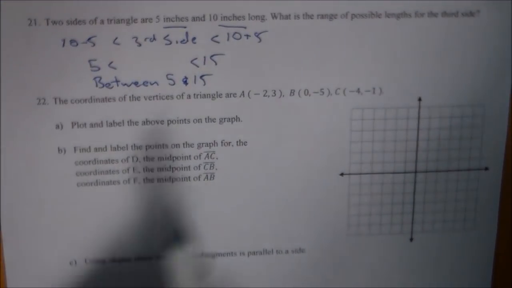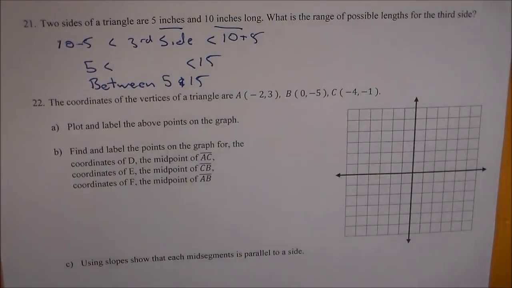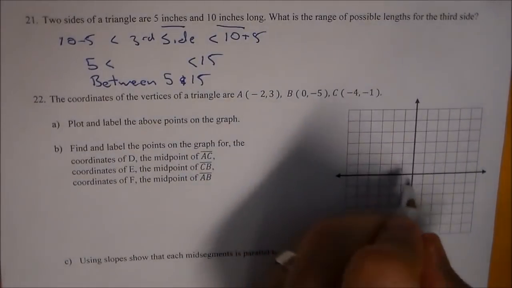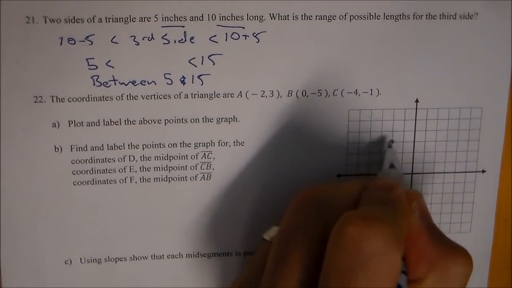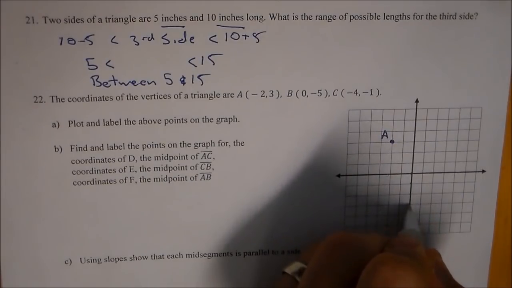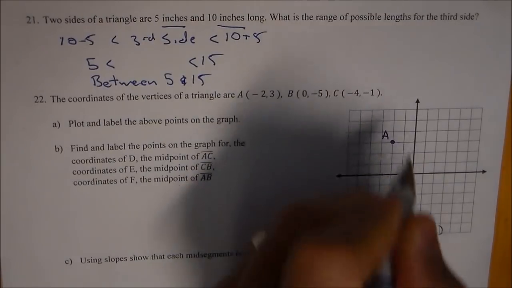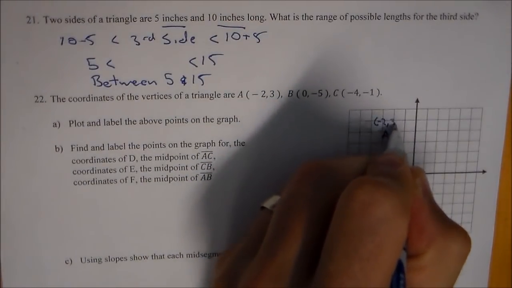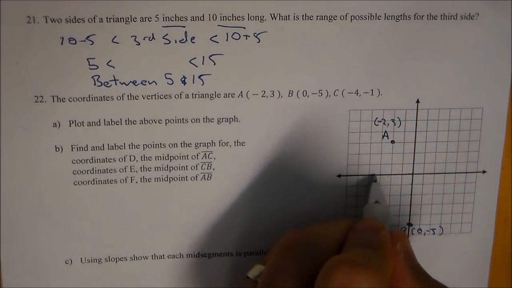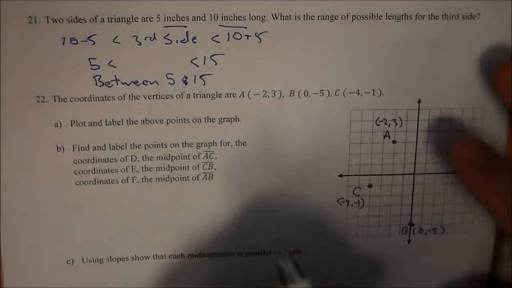For our last problem, we're going to use these coordinates, and we're going to go through and show our midsegment theorem proof with the coordinate proof. So let's plot the points first. I have A is (-2, 3). B is (0, -5). And C is (-4, -1). I'm going to connect them here.